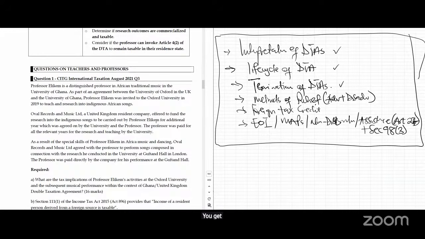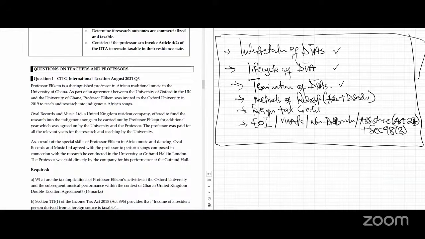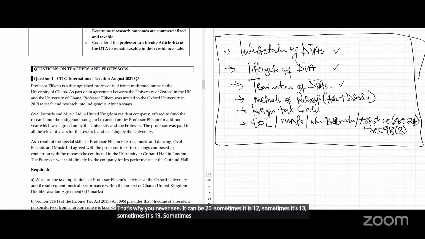Then you talk about the rule that where the public performance took place is where we end up taxing the person. Prof, is there a specific article for professors? No, this article has no home. That's why it can be 20, sometimes it is 12, sometimes it's 13, sometimes it's 19, sometimes it doesn't even have a name.